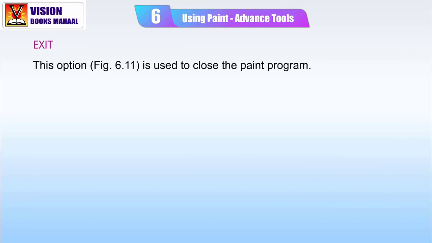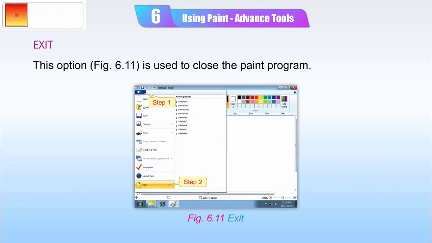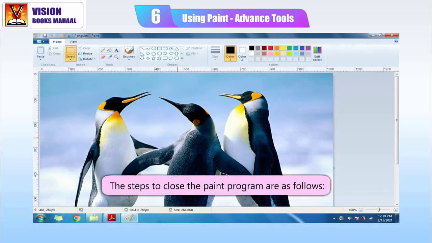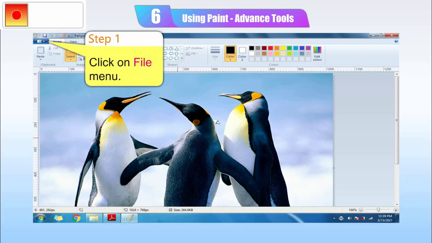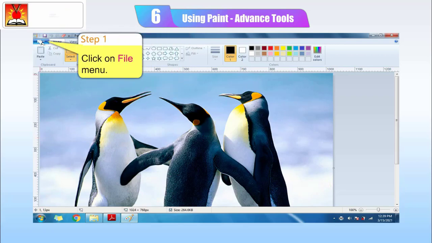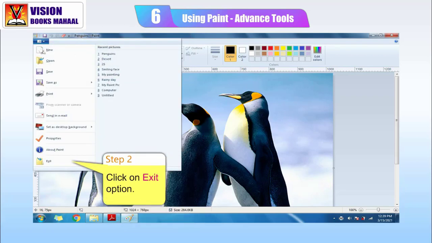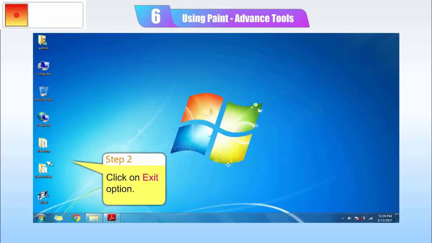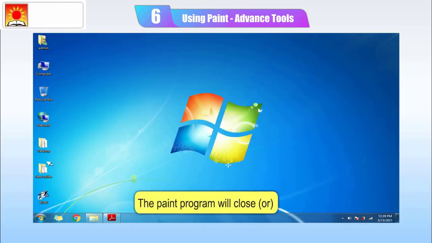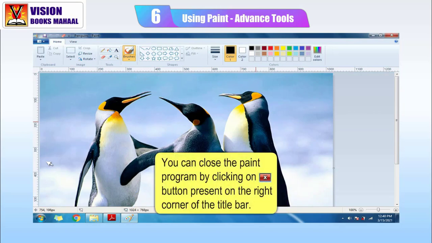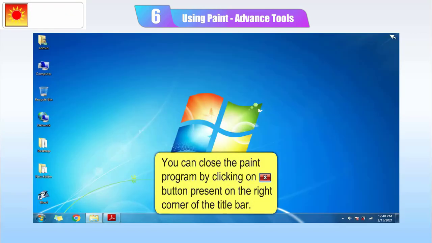Exit. This option, figure 6.11, is used to close the paint program. The steps to close the paint program are as follows. Step 1. Click on File menu. Step 2. Click on Exit option. The paint program will close, or you can close the paint program by clicking on button present on the right corner of the title bar.